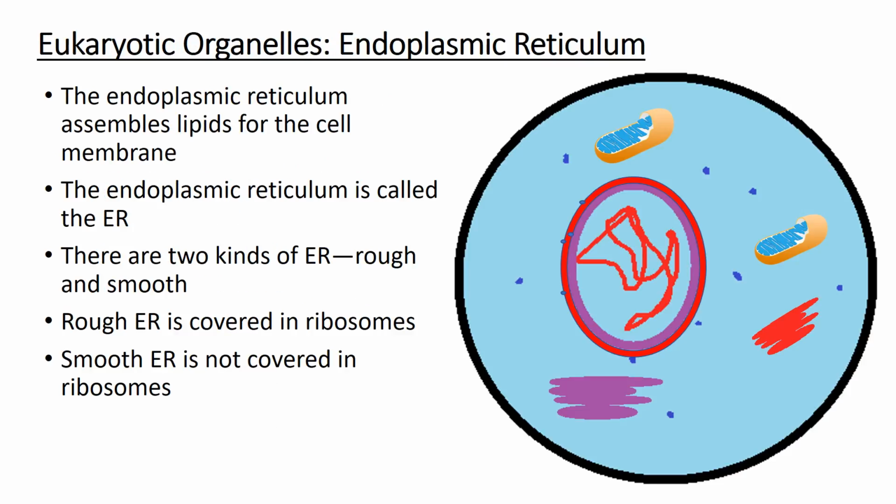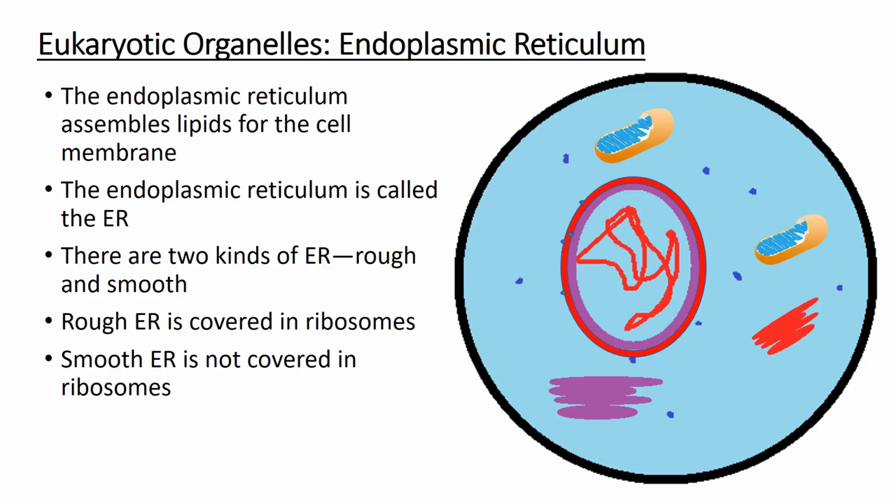One of the organelles that's found in the cells of eukaryotic organisms is the endoplasmic reticulum. What the endoplasmic reticulum does, among other things, is it assembles lipids for the cell membrane. That's one of its functions. And the endoplasmic reticulum is often called the ER. When it's written, it's often written out as the ER. And there's two kinds of ER, or endoplasmic reticulum. There's rough ER and there's smooth ER.